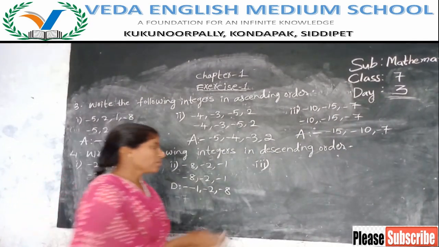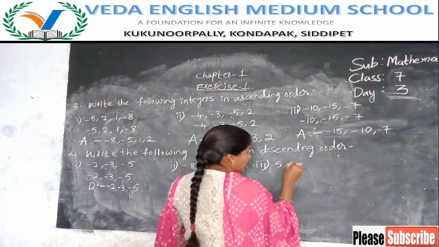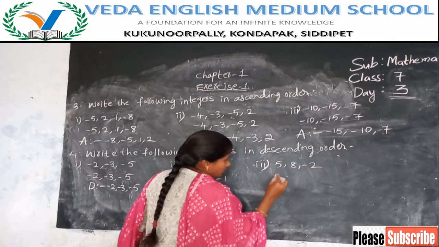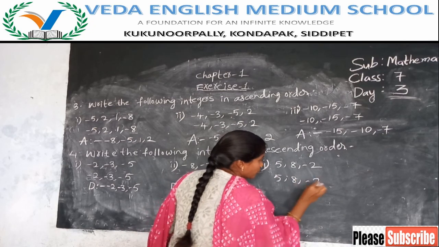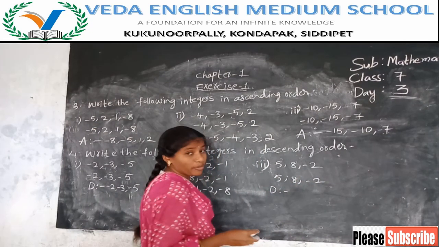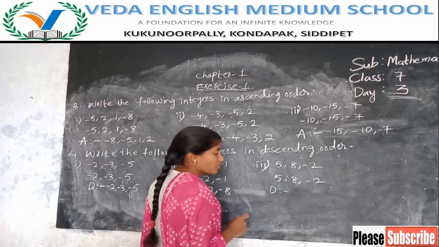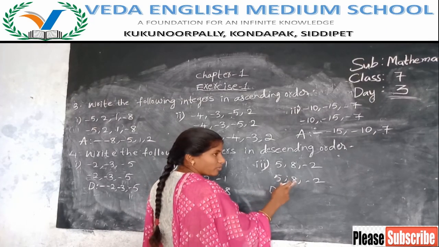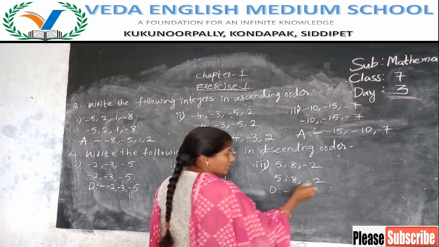5, 8, -2. Descending order, big to small. Big descending order means you have to think about positive numbers. What are the positive numbers here? 5 and 8 are both positive numbers. Only -2 is a negative number.